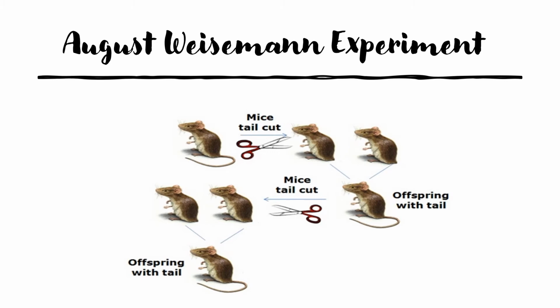So he disproved Lamarck's theory. He said these changes may not transfer to the next generations, right? And that's how he modified Lamarck's concepts a little bit, and he gave another theory, right? Let us see that theory.